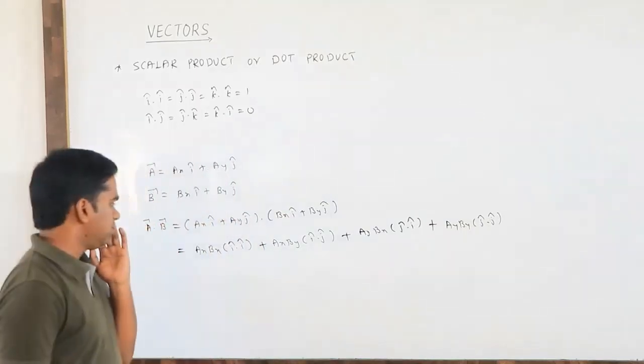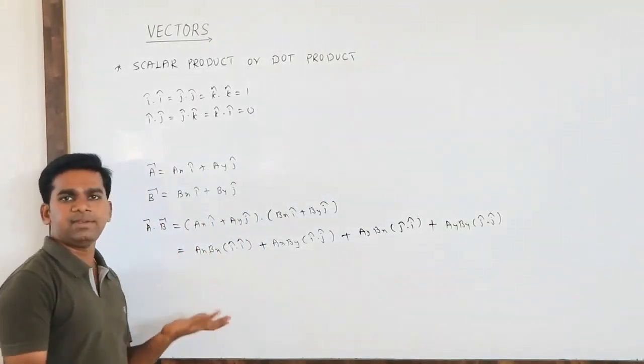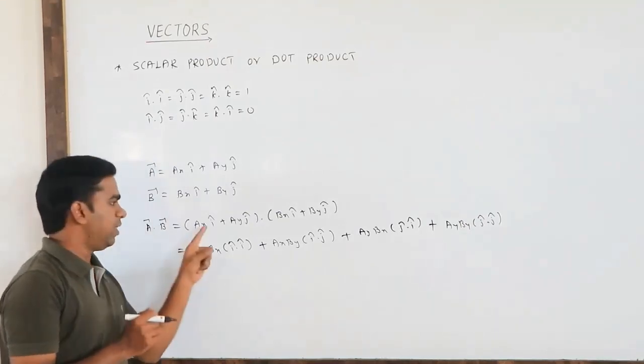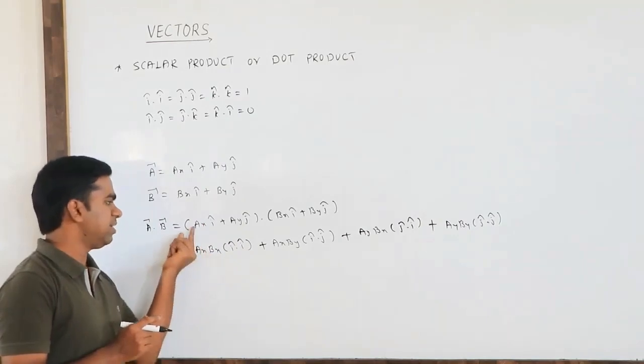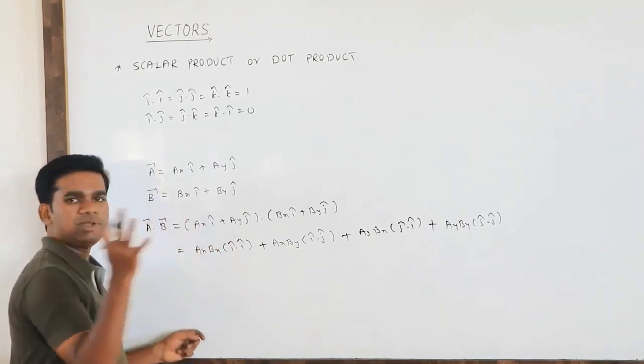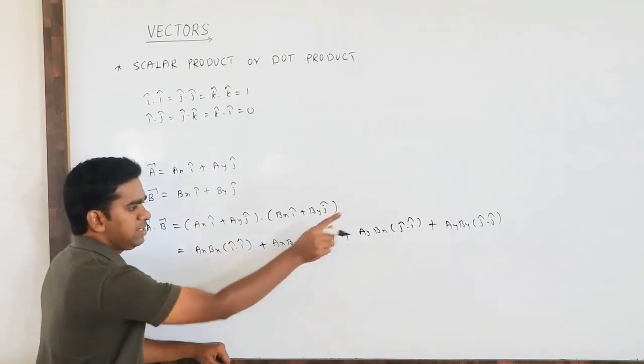Then you may ask me, why are you not applying the dot to ax bx? Because they are magnitudes, you can just multiply. Vectors need the dot product if you want to multiply, but these are magnitudes, ax bx. The vector symbol is not there. So we have to take the dot only for the vectors.